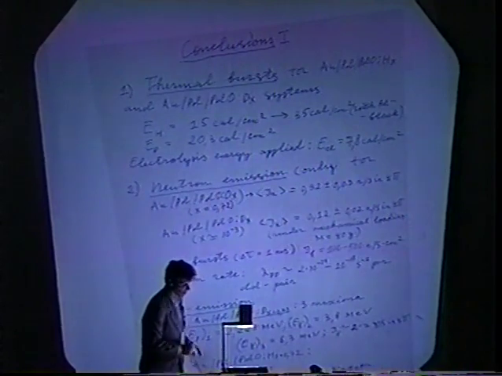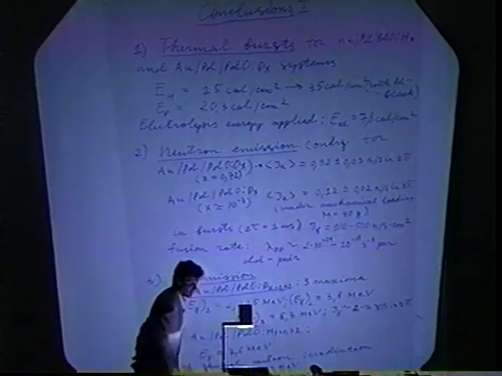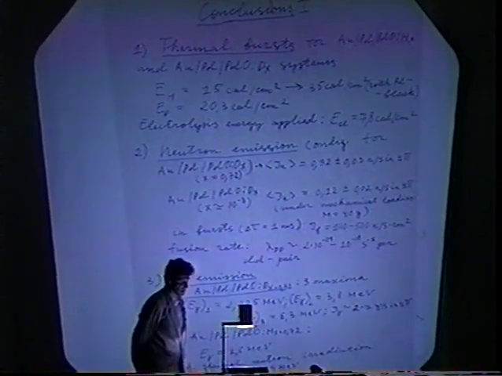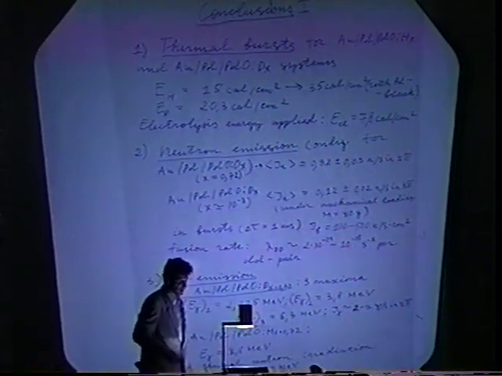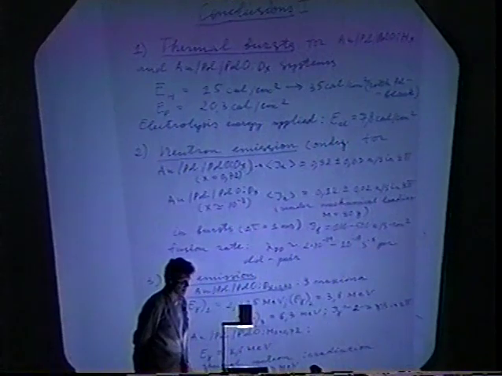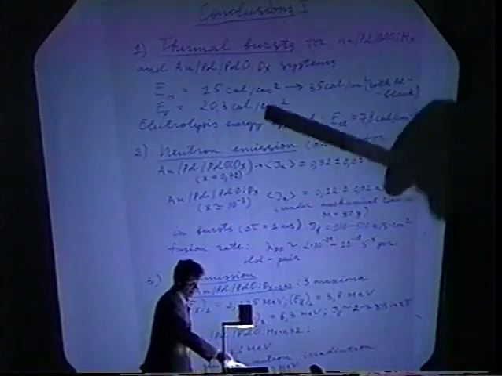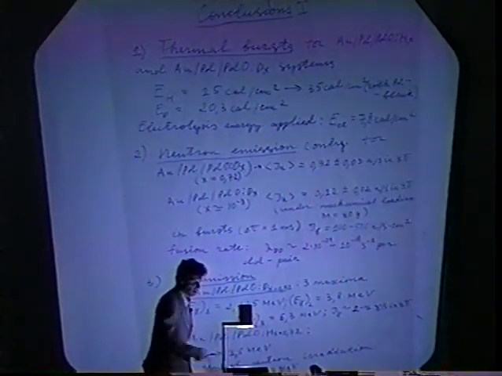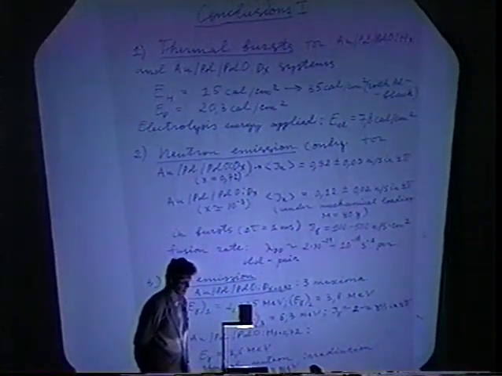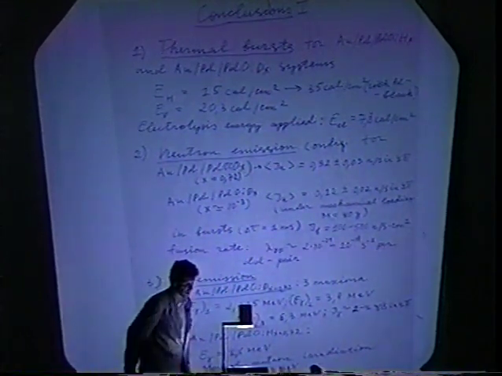In conclusion, we see in heterostructure of this type, deuterated heterostructure and hydrogenated heterostructure, the anomalous thermal effect with a value about 2 or 5 times more than the electrolysis energy applied.